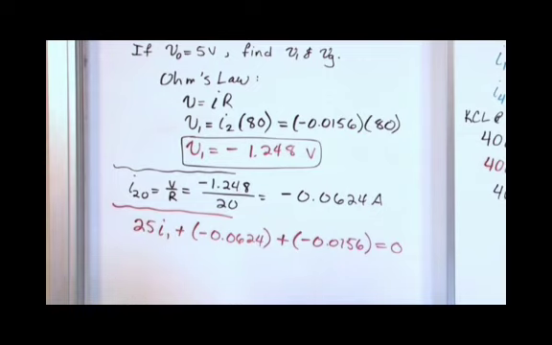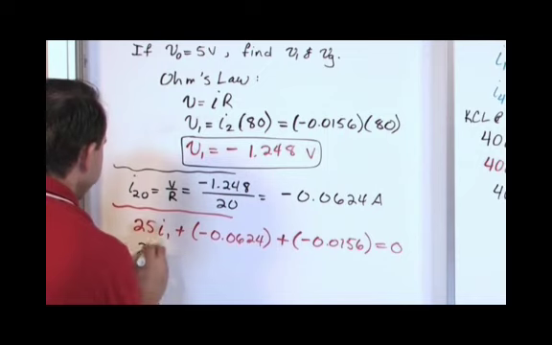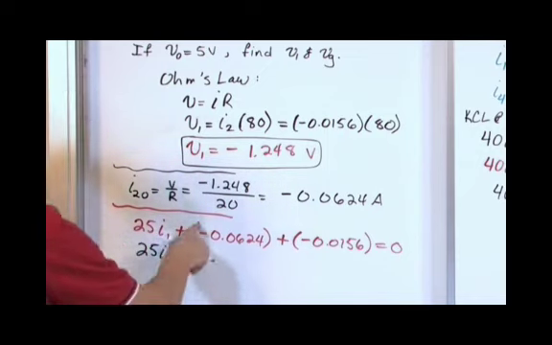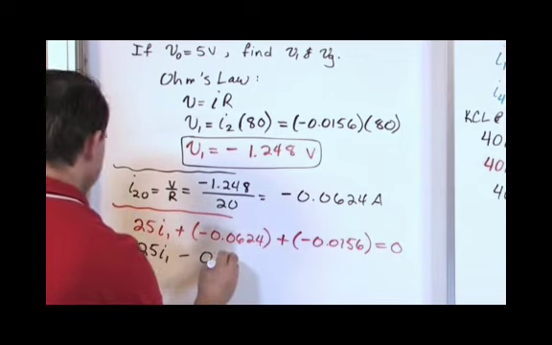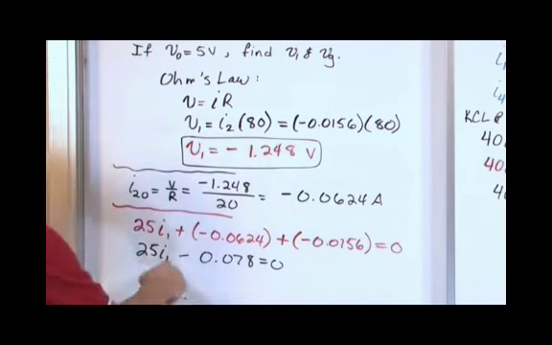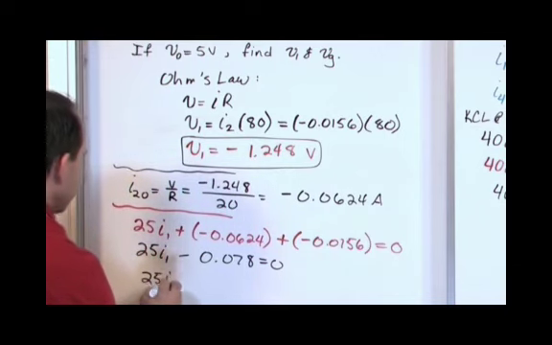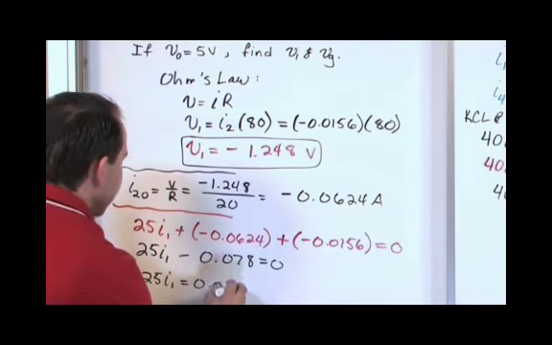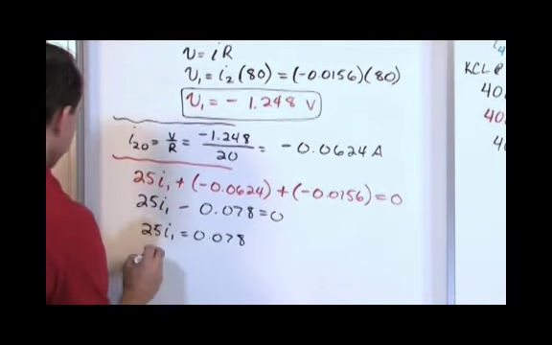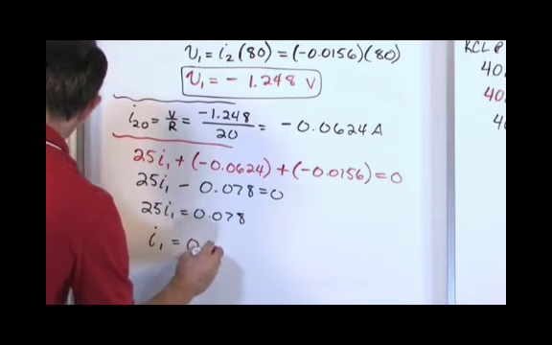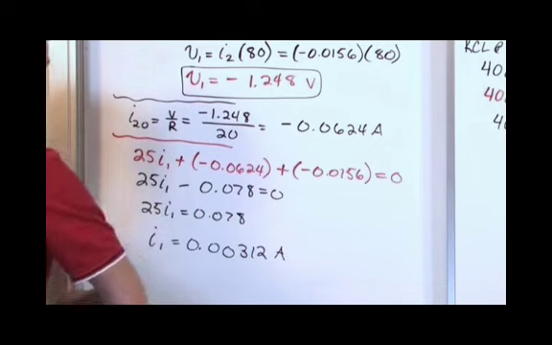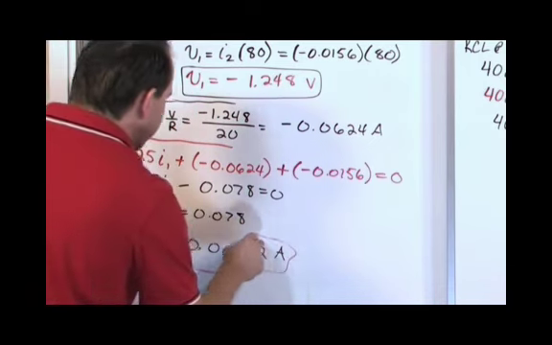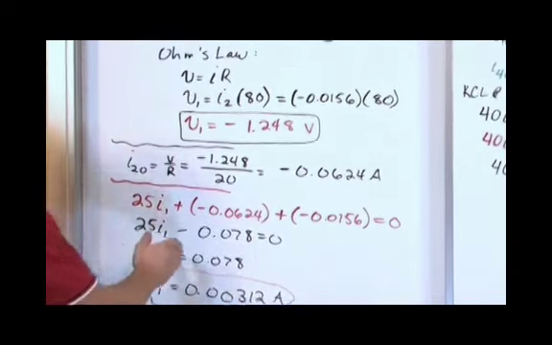All right? So whenever you do that, what you're going to get is 25 I sub 1, and when you have a negative number here and you add it to a negative number there, you're going to get another negative number, 0.078, is equal to 0. So let's scoot this over. 25 I sub 1 is equal to 0.078. Divide by the 25. What we'll have is I sub 1 is equal to 0.00312 amps. And again, this is not any kind of final answer, but it's an important answer. So I'm going to circle it, keep it in my paper. So I've basically found I sub 1.